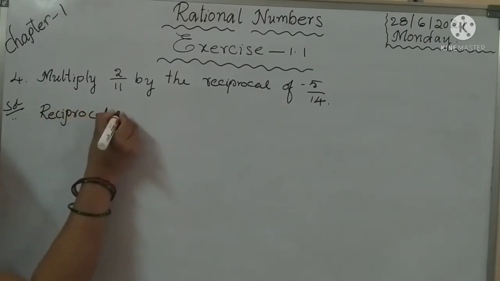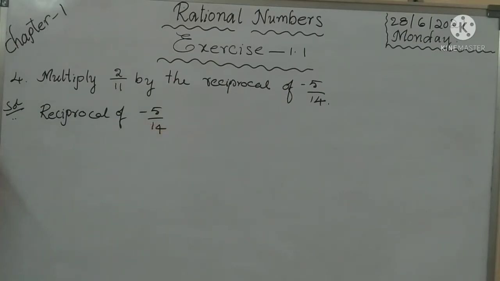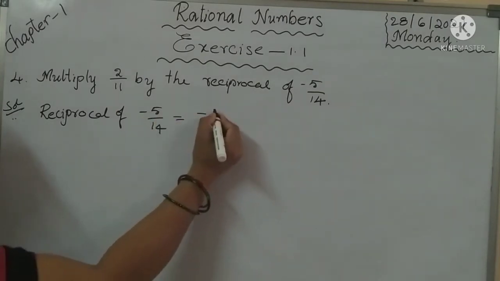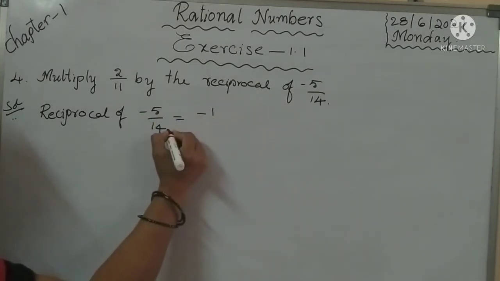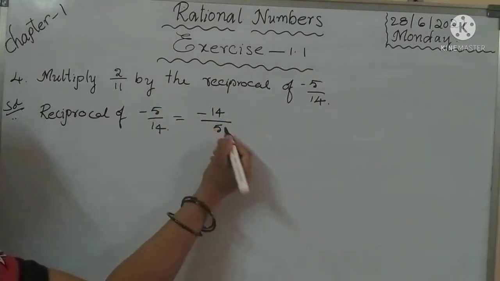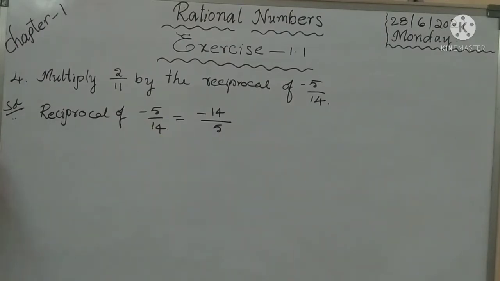Reciprocal of minus 5 by 14. We know that reciprocal or multiplicative inverse. So what is this? Change the symbol as usual, right? And change the denominator to the numerator, and the numerator to the denominator. Understand here? This is the reciprocal of minus 5 by 14.